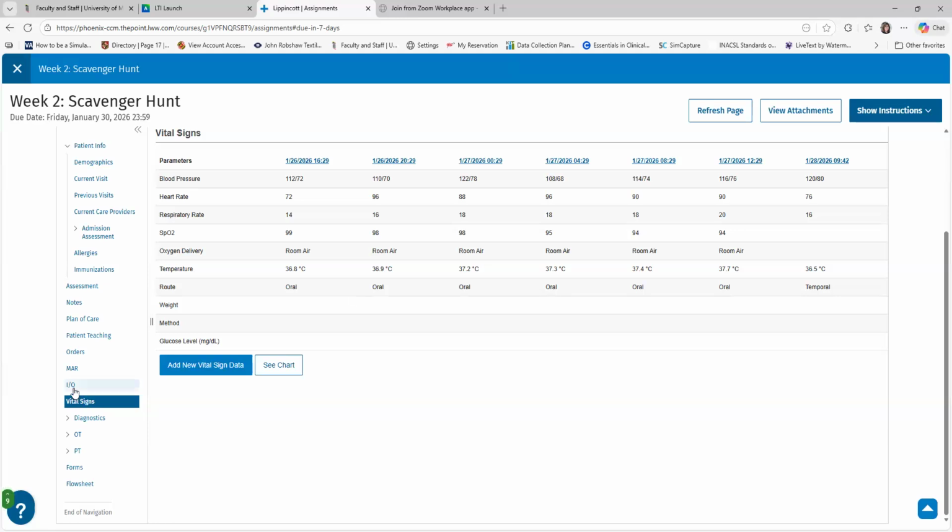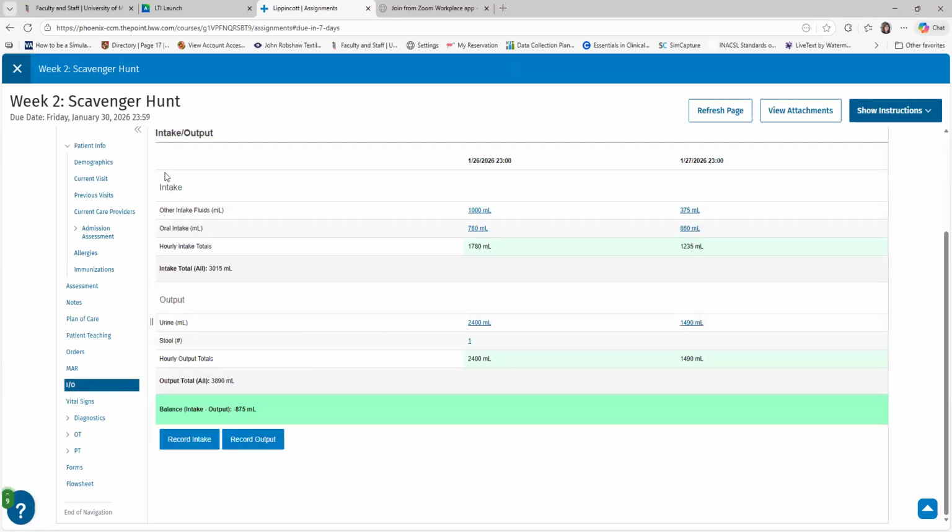So this I&O in the left chart panel is the intake, what the patient took in as fluids, and output is anything that came out of the body. We're going to dive into this in activities in the lab over the semester, but I just wanted to let you know this is where you find those things.